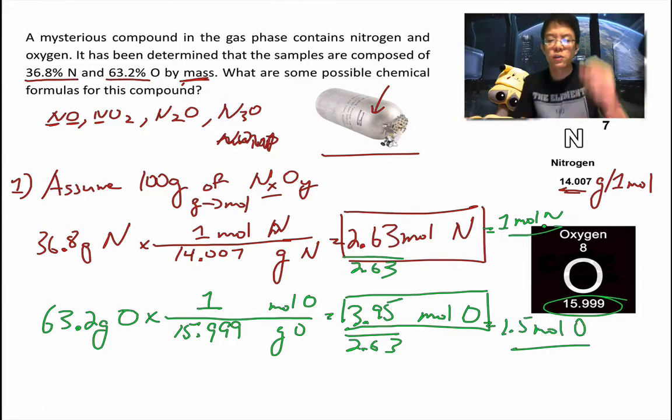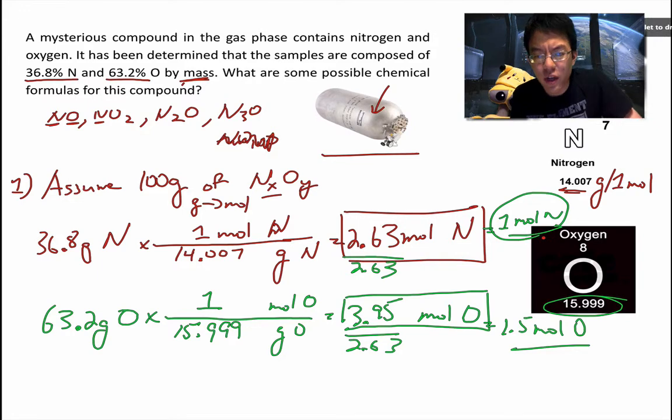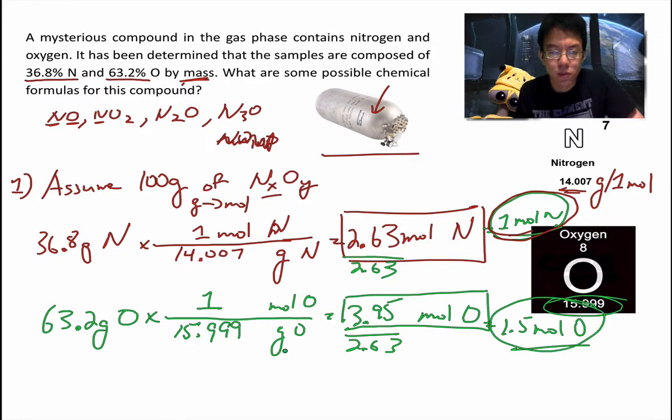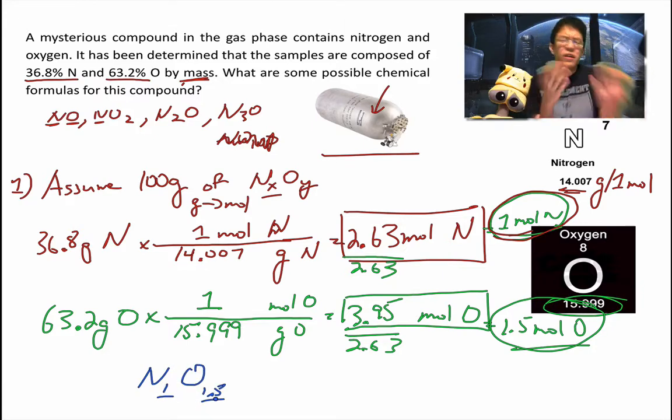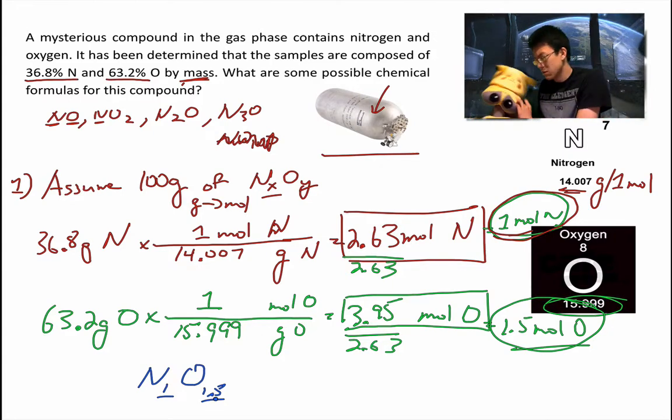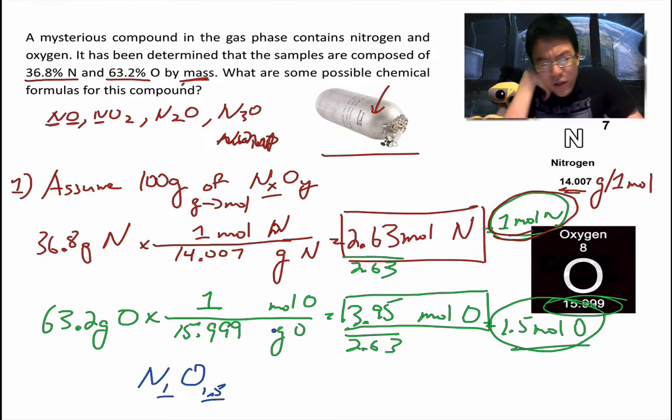So in other words, in this compound, for every 1 mole of nitrogen I have, I have 1.5 moles of oxygen, which means I might be tempted to write something like N1, O1.5, because for every 1, I have 1.5. Now, I've never seen decimals in chemical formulas. Have you seen decimals? No, okay. So I know that can't be right.